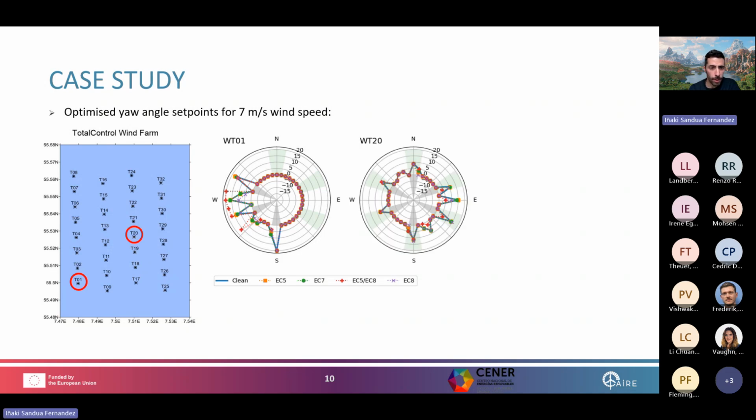So we move on to the next wind turbine. Now I've picked up number 20, which is in the middle of the wind farm. Obviously, the diagram is different because there are downstream wind turbines in a lot of wind directions. Conclusions are very similar to number 1.